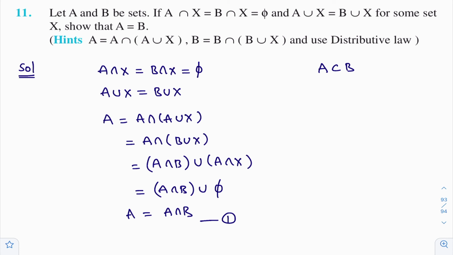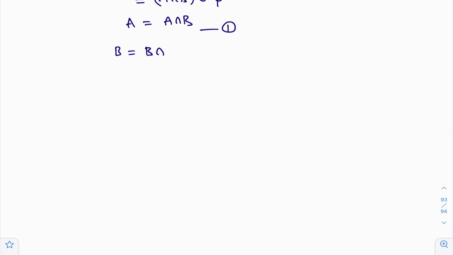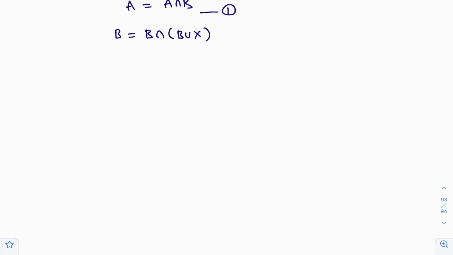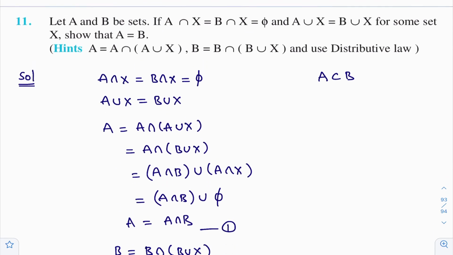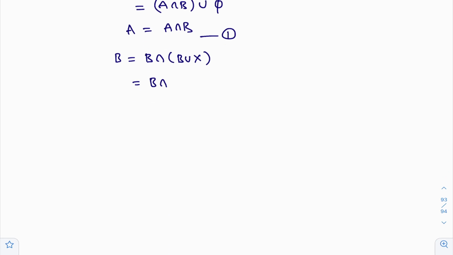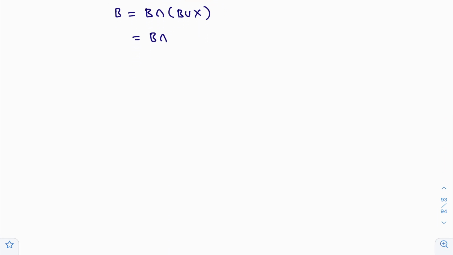Now I'll use this data. What they given? B equal to B intersection B union X. This is what they given. Now this equal to B intersection. Here B union X is there. You observe B union X is same as A union X. In the question they given that B union X is same as A union X. So in place of B union X, I'll write A union X.